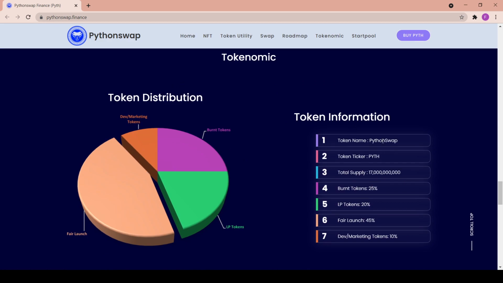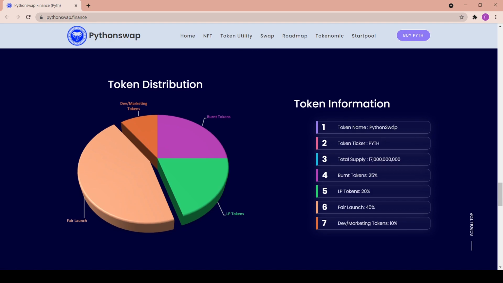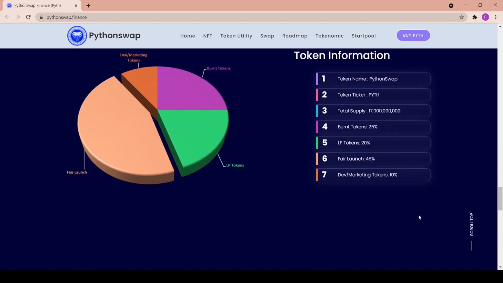Looking at the tokenomics, we have a nice infographic about the distribution. So the token name, let's look at the information, is Pythonswap. Coin ticker is PYTH. Total supply is 17 billion tokens. Burn tokens is 25%. LP tokens is 20%. Fair launch, 45%. And dev marketing tokens is 10%.